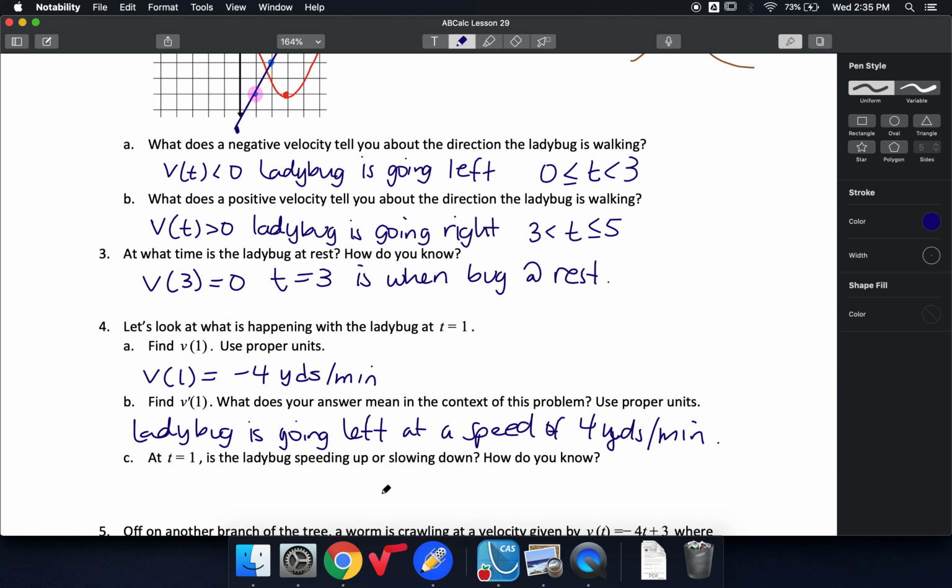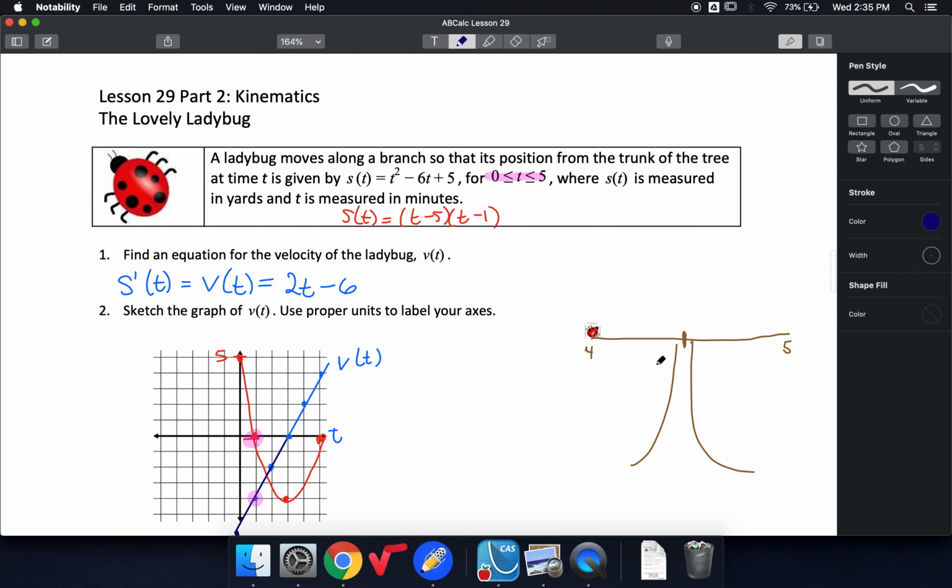And now thinking about speeding up or slowing down at t equals 1. Well, at t equals 1, we have this point here. I also know my acceleration is the slope of velocity. Acceleration is how velocity is changing. So looking at our equation here, the derivative of velocity is acceleration, which is 2, and it's positive 2. What that means is it's like I have a wind over here pushing towards the right at 2 yards per minute squared. So that's my units of velocity.